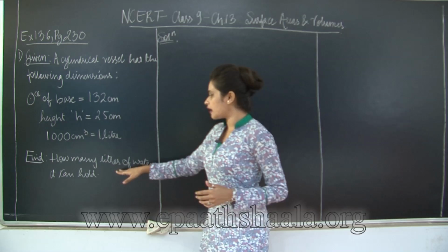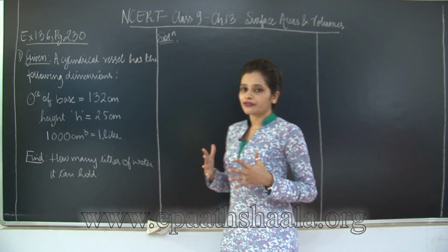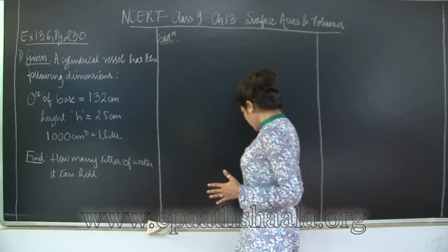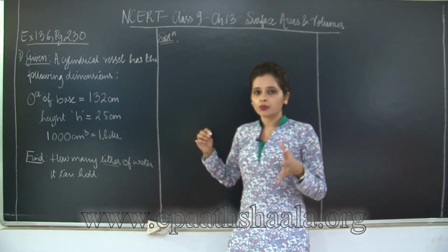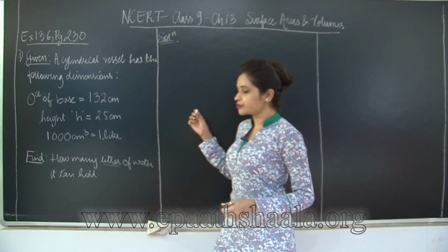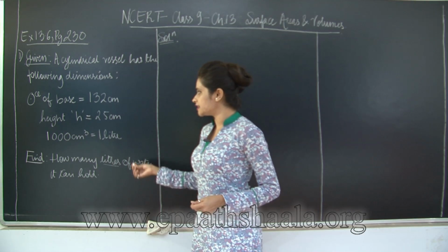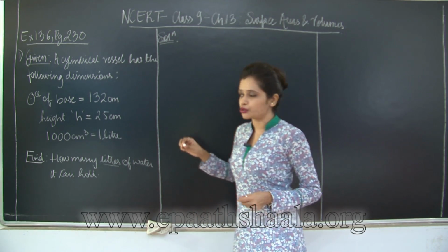Now we need to find out how many liters of water this cylindrical vessel can hold. The dimensions have been given in centimeters, so first we will find the volume of the cylinder using the formula pi r square h. Then we will convert the volume into liters, because the volume would be in centimeters cube.